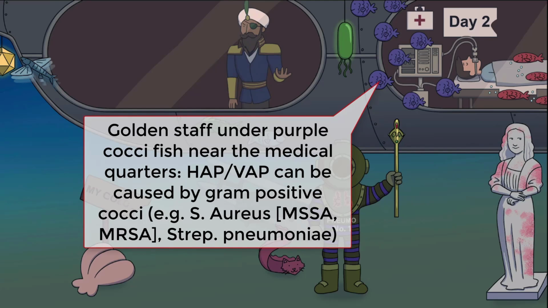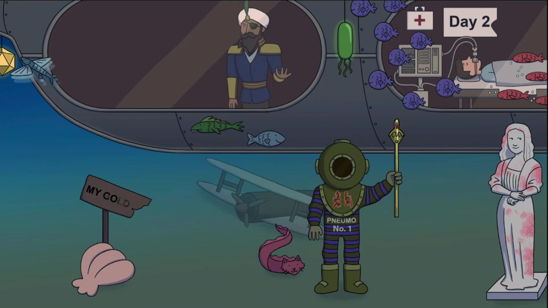This school of coccoid purple fish represents the common gram-positive cocci that cause HAP and VAP, including strep pneumo, just like in CAP. This time, however, Staph aureus is the predominant gram-positive microbe, as emphasized by that raised golden staff below. This includes methicillin-sensitive Staph aureus and MRSA.